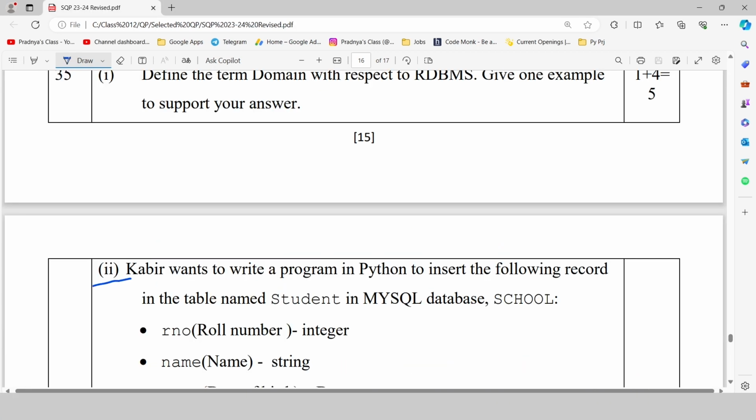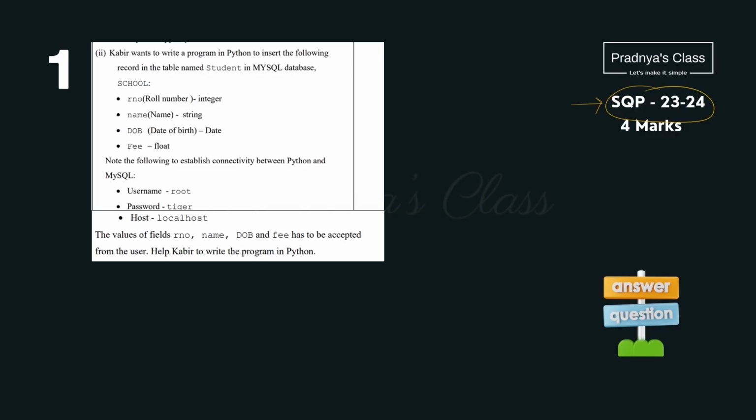Now let's solve the second part of the 35th question. This is a case study based question. Read the question carefully. Kabir wants to write a Python program to insert the following record in the table student in the MySQL database school. Here are the fields of the table and this information is provided for the connectivity. Continue reading the question. The values of RNO, name, date of birth and fees have to be accepted from the user. Help Kabir to write the program in Python.